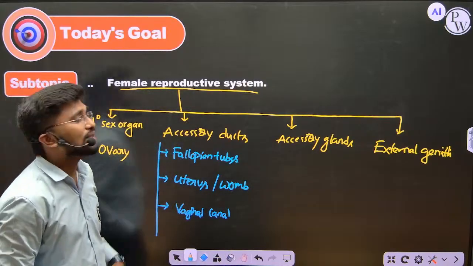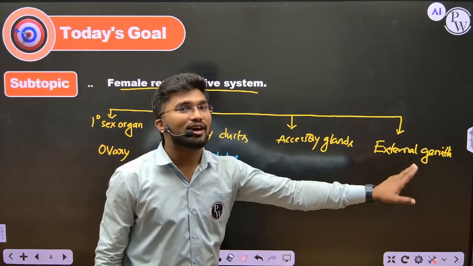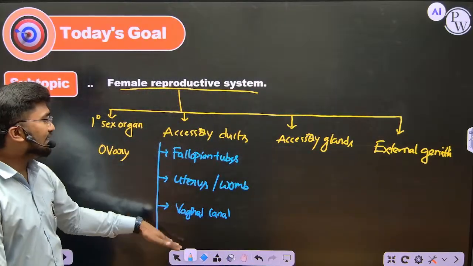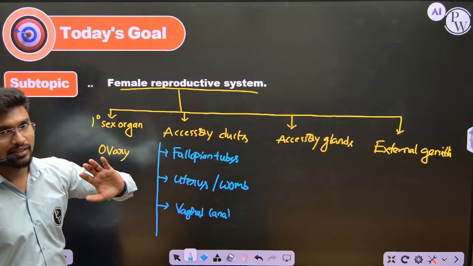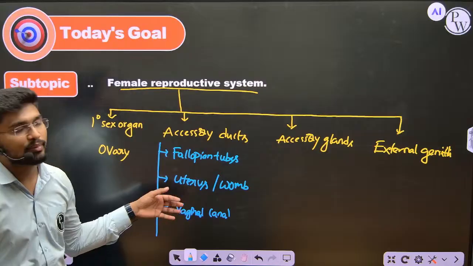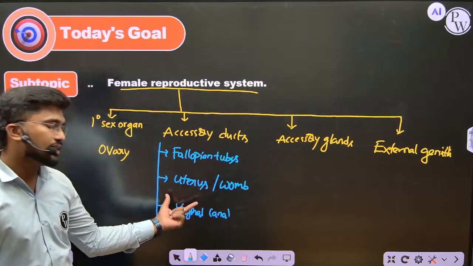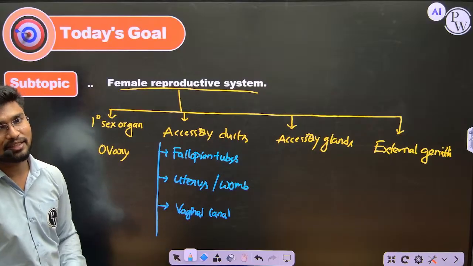Most people make a mistake. They think it comes under external genitalia. No, it does not come under external genitalia; it comes under accessory ducts. So in the female reproductive system, there are a total of 3 major accessory ducts: the fallopian tubes, the uterus, and the vaginal cavity or vagina.